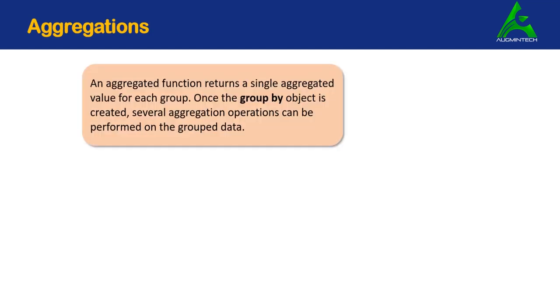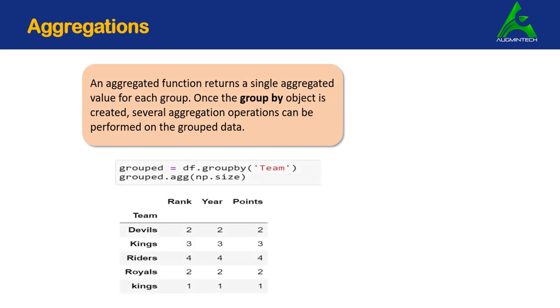And now let's see what aggregations are. An aggregated function returns a single aggregated value for each of the groups. Once the group by object is created, several aggregation operations can be performed on the grouped data. So here we say df.groupby, specify a column to it, and then we can perform an aggregation on it by specifying .agg and then passing the size parameter to it, like np.size.